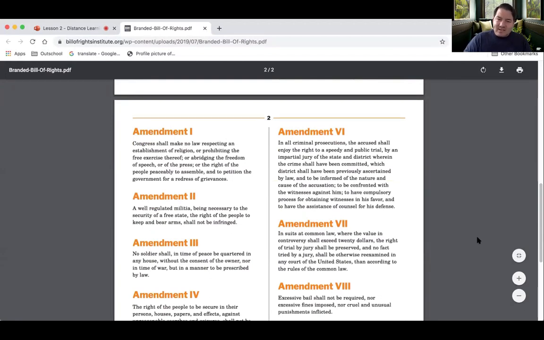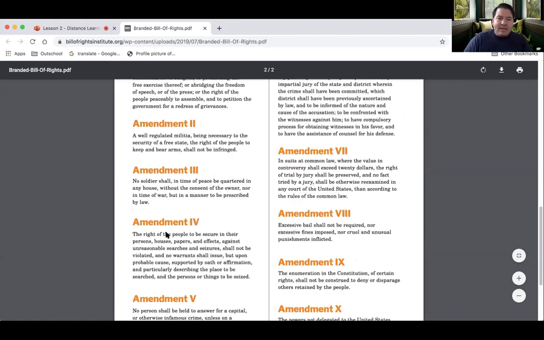Many of these address the same concerns that were addressed in that second part of the Declaration of Independence penned by Thomas Jefferson, where they attack the abuses of the king and parliament.